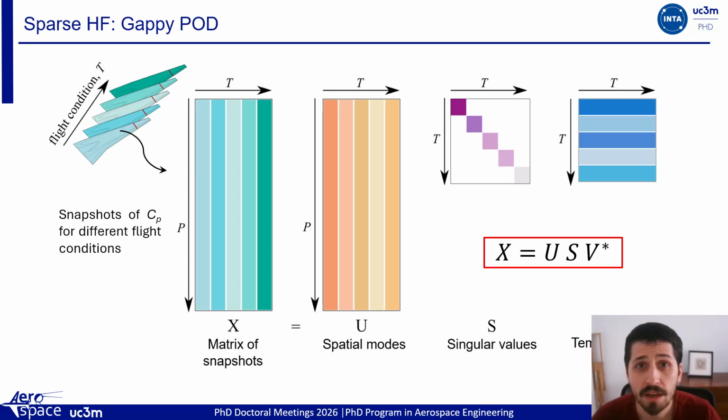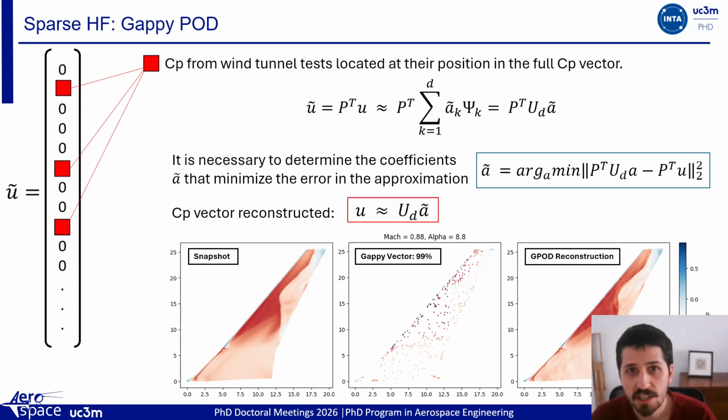For Gappy POD applied to multi-fidelity pressure reconstruction, we first perform the SVD or the POD on the low fidelity database to construct a good POD basis. Then, using this POD basis, we try to obtain the coefficients, a tilde, that minimize the difference between the actual wind tunnel measurements and the reconstruction at those specific points. Finally, by multiplying the computed coefficients with the POD left modes, we can reconstruct the full Cp field, as shown in the figure below.